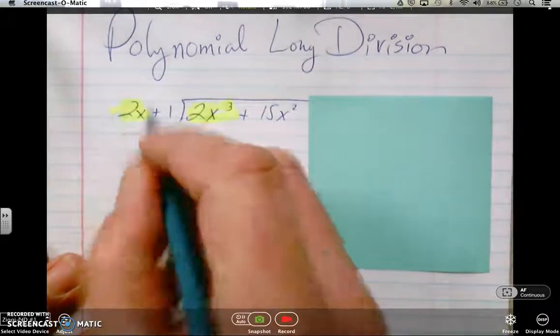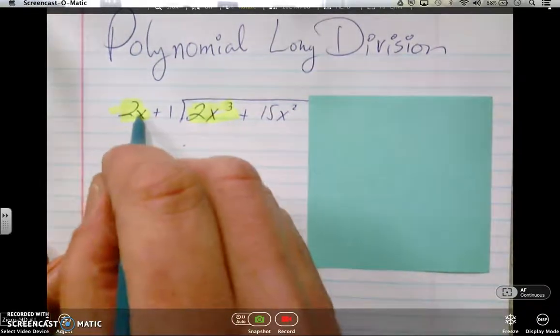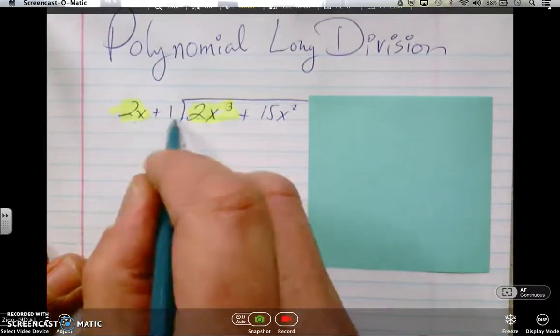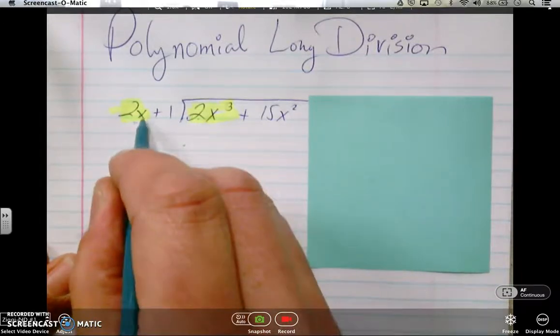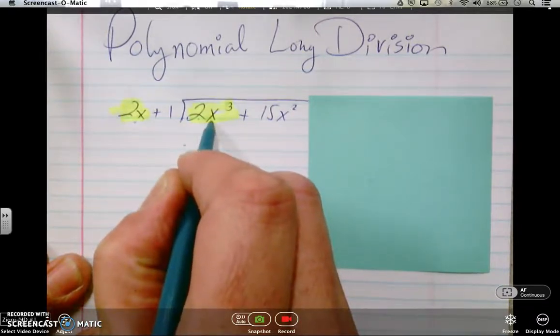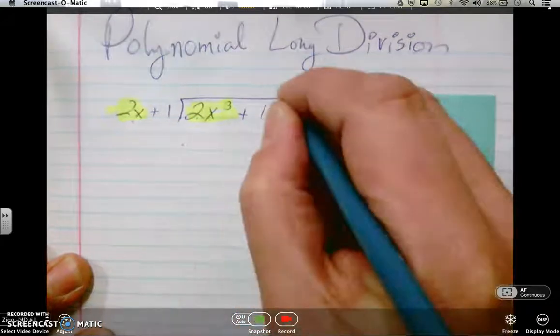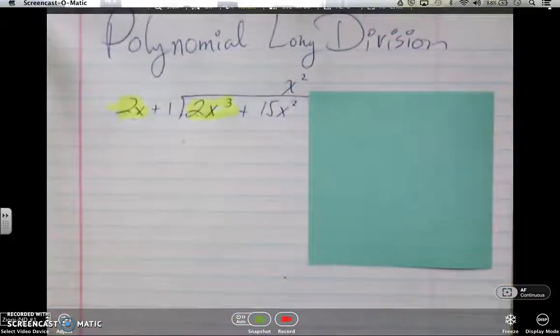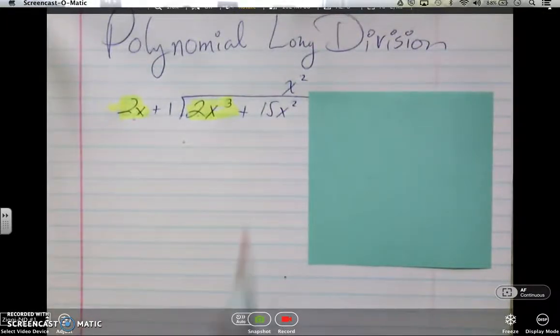So what we're thinking in our head is, what do I multiply times this to get it to match that? Well, 2 already matches, so we don't have to multiply that by anything. But to get an x to be an x cubed, you need to multiply by x squared. Where we put that is right up here, and I'll line that up with the x squared. Once you see the whole problem, it'll be clear why it lines up there.